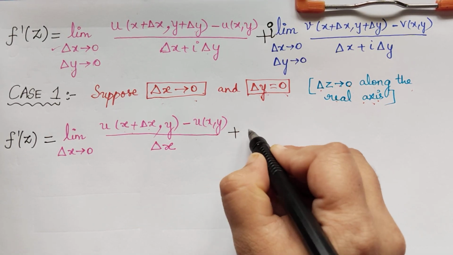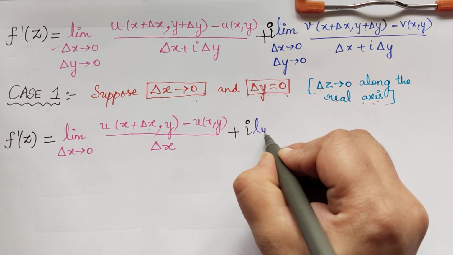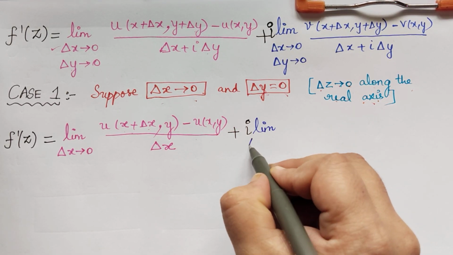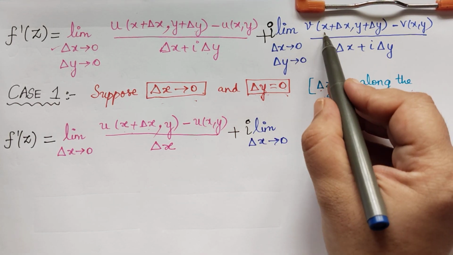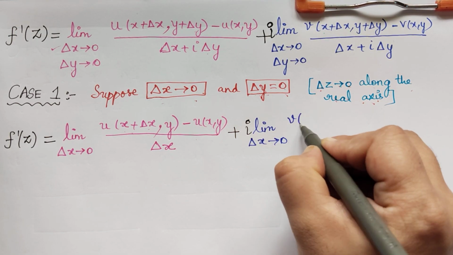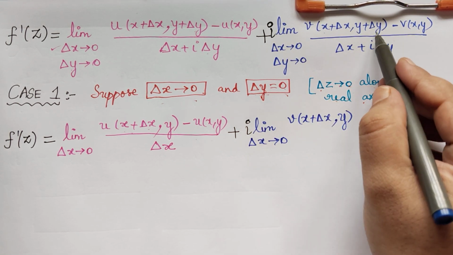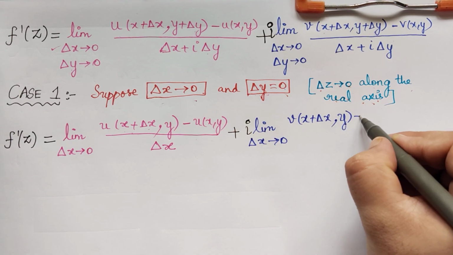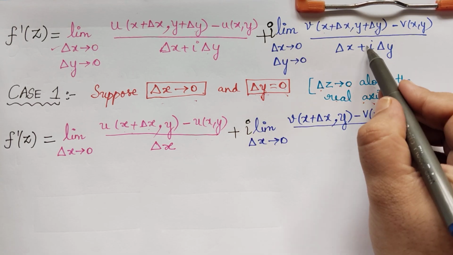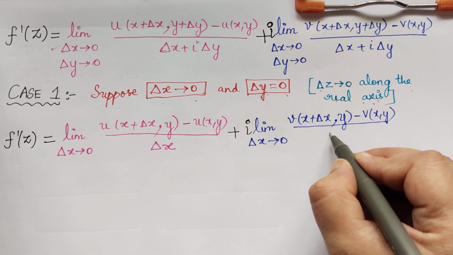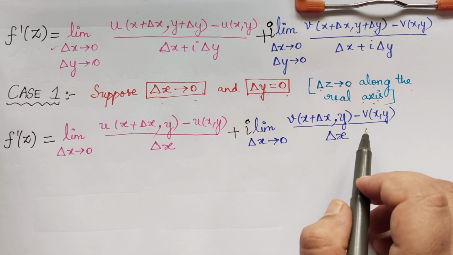Similarly, plus i multiplied with, now here this one, the limit. Here also we will have only delta x tends to 0 because delta y is equal to 0. So what will happen here? We will have v of x plus delta x comma y, because delta y is 0, we will have only y here, minus v of x comma y, divided by, in the denominator this imaginary part will become 0. Therefore we will have only delta x because delta y is 0. So this is what we get.